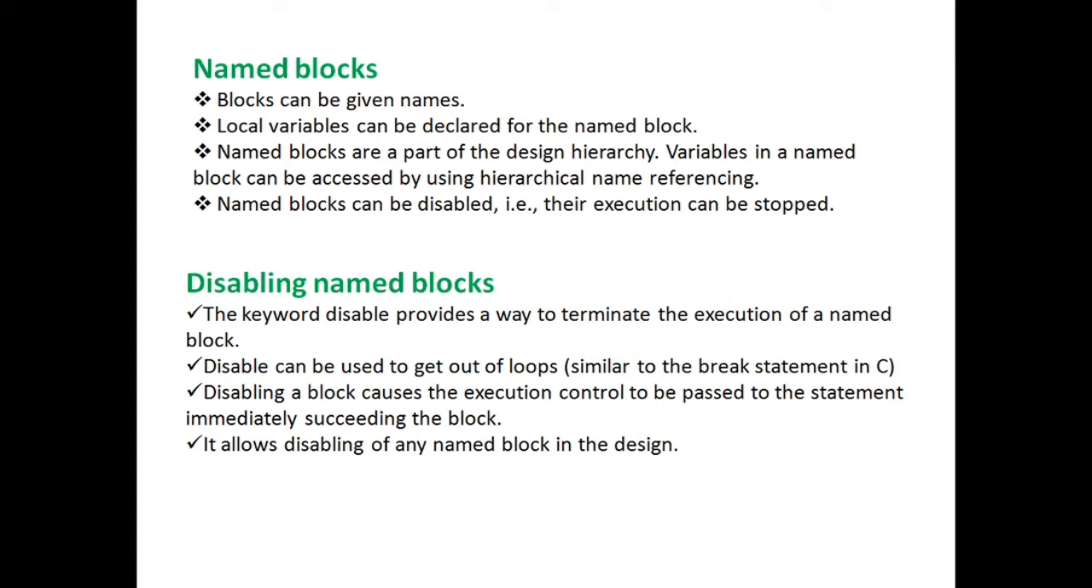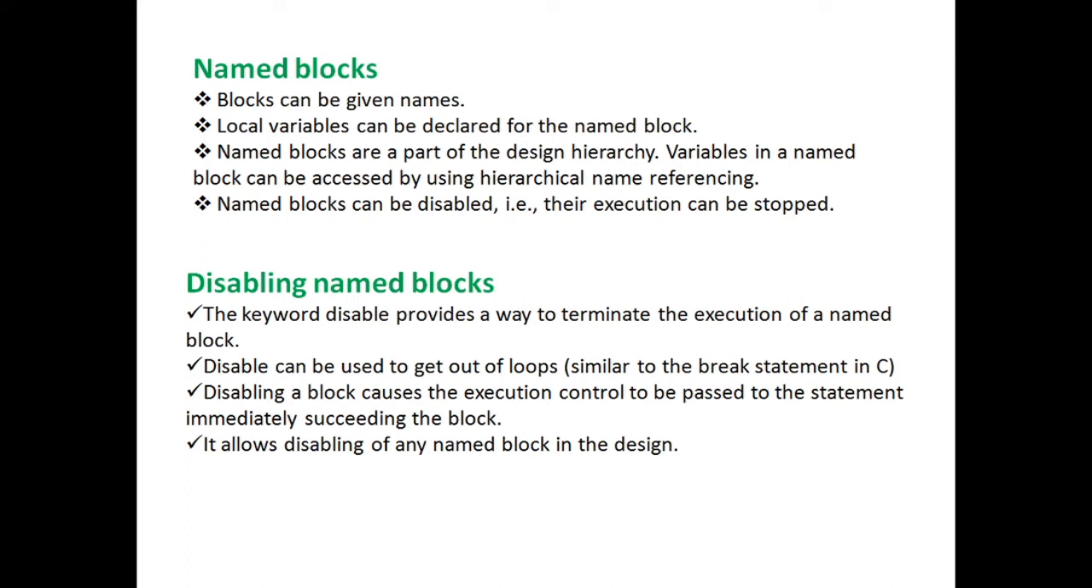How do we name a block? Blocks can be given names. For example, we have two academic blocks, AB1 and AB2, and some departments like CSE or ECE belong to the AB2 block. In a similar manner, the civil department is there. So the civil department belongs to the AB1 block.